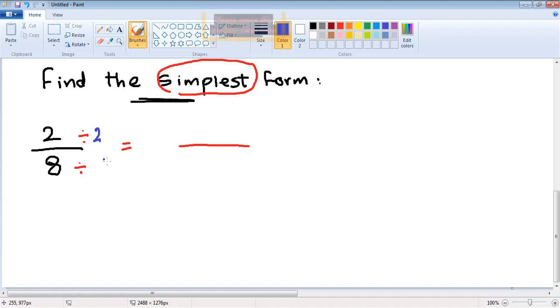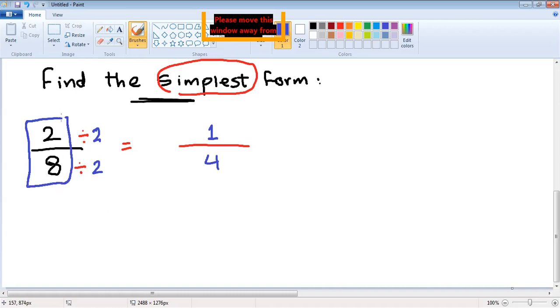2 divided by 2, 8 divided by 2. 2 divided by 2 is 1. 8 divided by 2 is 4. So 2 over 8 in the simplest form is equal to 1 over 4. 1 over 4. Another question.